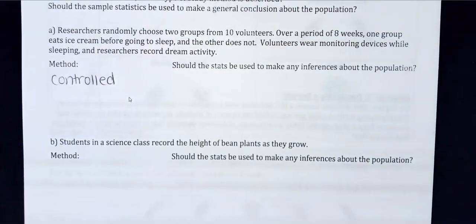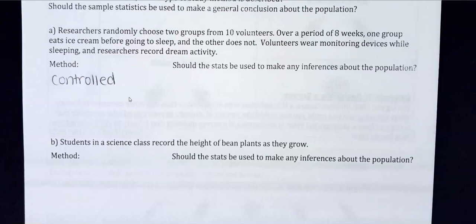Okay, now, if they get results from this, like let's say all the people that ate ice cream before bed ended up having nightmares, and that's what they measured on their heart monitors that they hooked them up to. Would that be something that I should make a conclusion about for a general population? Like, is this a well-designed study that we should use the information we get out of this to make general conclusions about the whole population?